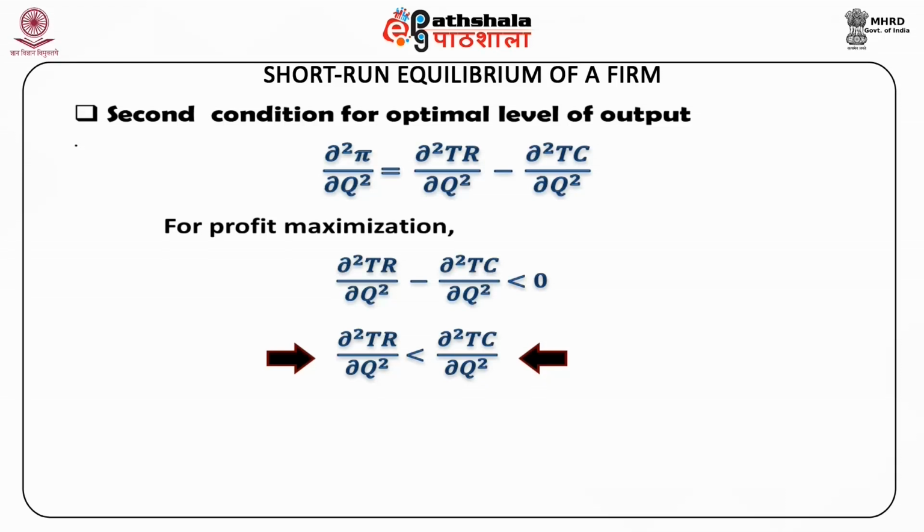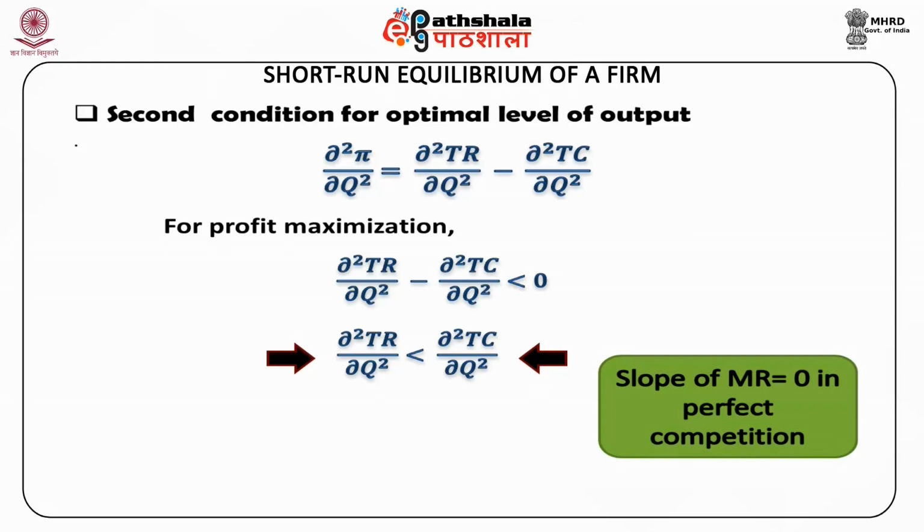This side represents the slope of the marginal revenue curve and this represents the slope of the marginal cost curve, so that the slope of the marginal revenue curve is less than the slope of the marginal cost curve. This implies that the marginal cost must have a steeper slope than the marginal revenue curve, so that the marginal cost curve must cut the marginal revenue curve from below, as we can see in the diagram.